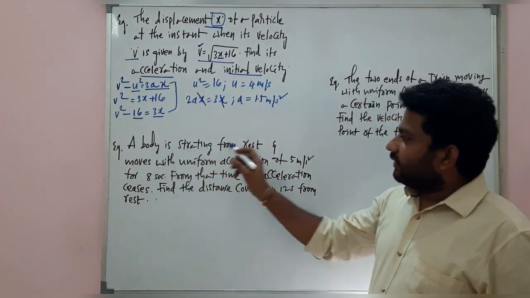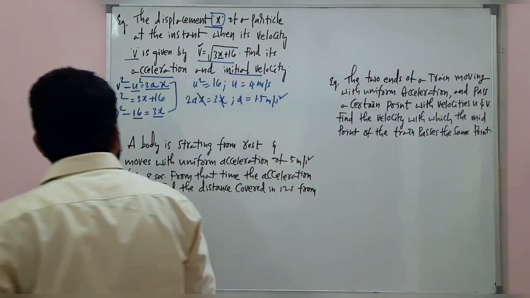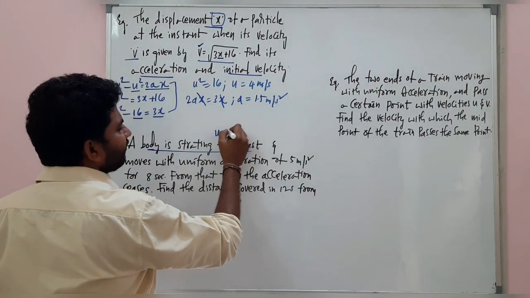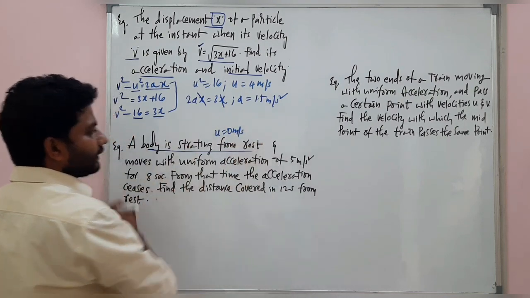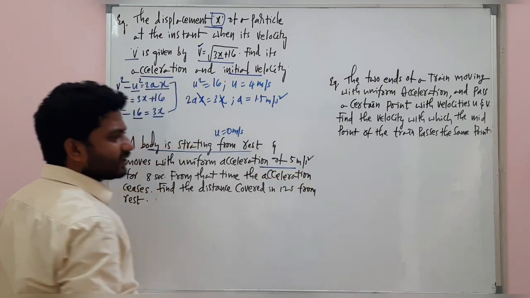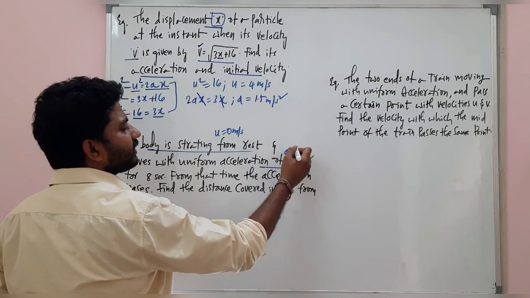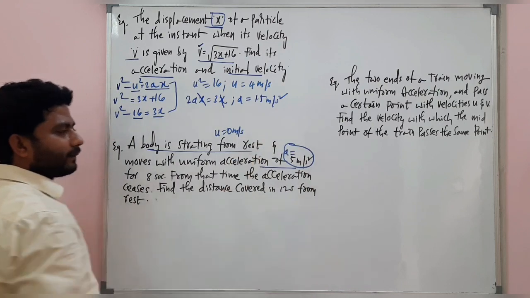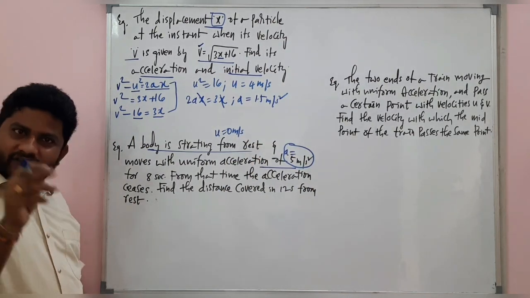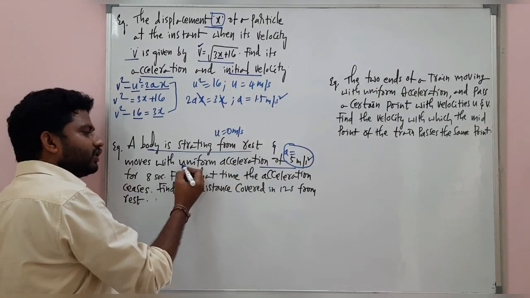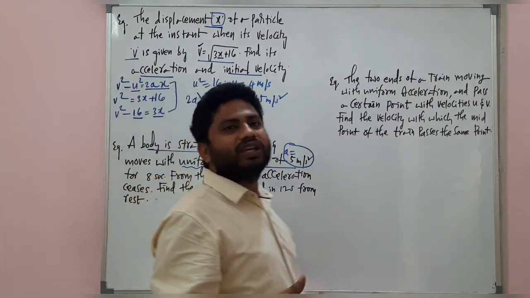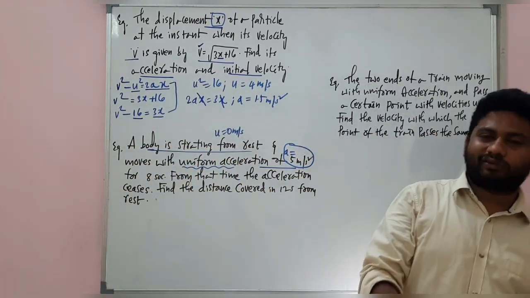Now let's see one. A body is starting from rest. Immediately you must write its initial velocity is 0 meters per second, and it moves with a uniform acceleration of 5 meter per second square. Whenever in an equation or in a question it is mentioned that the body is moving with uniform acceleration, it is confirmed that you can use the equations of motion, right?